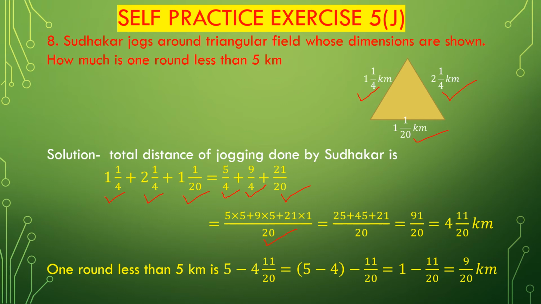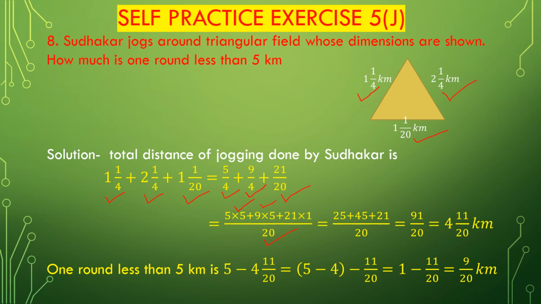Now divide this LCM 20 by the denominator 4 of 5/4. 20 divided by 4 is 5. Then multiply 5 with numerator 5, 5 multiplied with 5, plus. Now divide this LCM 20 by the denominator 4 of 9/4. 20 divided by 4 is 5. Then multiply 5 with numerator 9, 9 multiplied with 5.